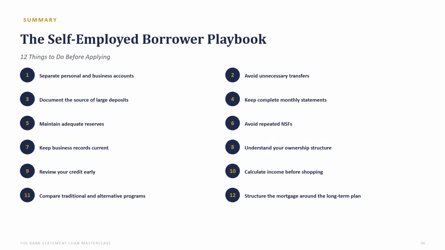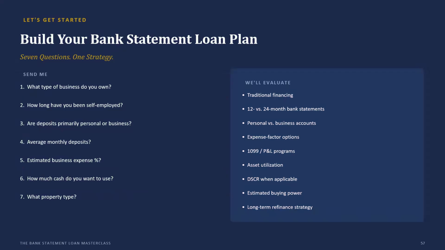So here's a playbook. Separate personal and business accounts. Avoid unnecessary transfers. Document large sources of deposits. Keep complete monthly statements. Maintain adequate reserves. Avoid repeated non-sufficient funds. Keep business records current. Understand your ownership structure. Review your credit early. Calculate income before shopping. Compare traditional and alternative programs, and structure the mortgage around that long-term plan, right?